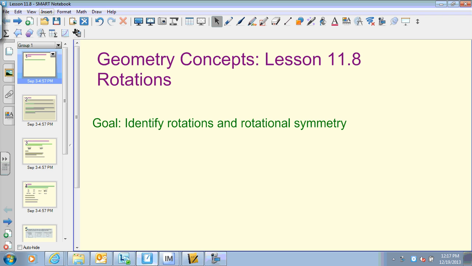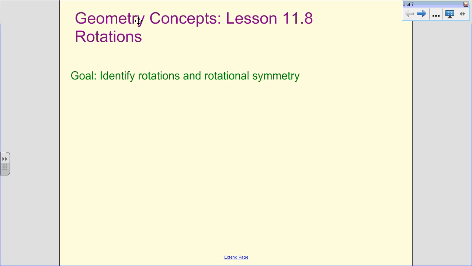All right, ladies and gentlemen, we're going to take a look at our last transformation, and that is rotation. So we're going to identify a rotation and what rotational symmetry is. Once again, we're not following along, so this is lesson 11.8. So we're jumping around in the note-taking guide. 11.8 is the last lesson in your note-taking guide, and so we're going to take a look here at page 283.